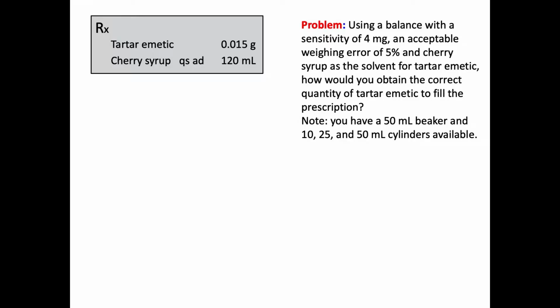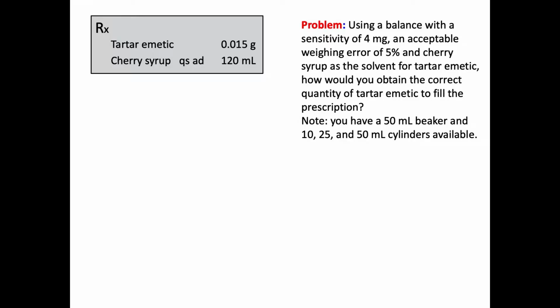So, cherry syrup, the QSAD is a Latin abbreviation that means up to a total of. So what we're going to do is put in our powder and then start adding our liquid until we get a total volume of 120 milliliters. So my final volume, when both the powder and the cherry syrup are combined, will be QSAD, to a total of 120 milliliters. Hopefully you're seeing a concentration there. We have a weight of a drug into a total final volume, so we can get that from the prescription.